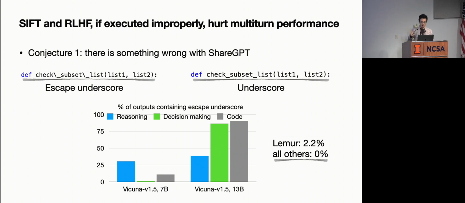Vicuna is primarily fine-tuned on ShareGPT, and it is more likely to confuse underscore with escape underscore while generating Python code. This causes a lot of syntactic errors since escape underscore cannot be parsed by Python interpreters. Lemur also trains on ShareGPT and also commits the same type of errors, but far less frequently, for about 2.2% of the outputs. Models trained without ShareGPT never commit this kind of errors.